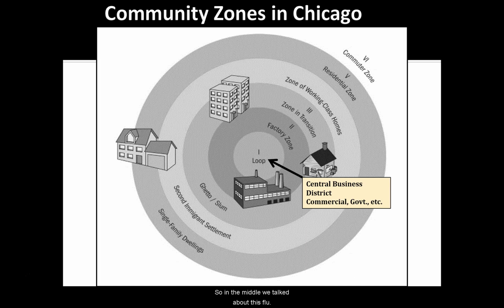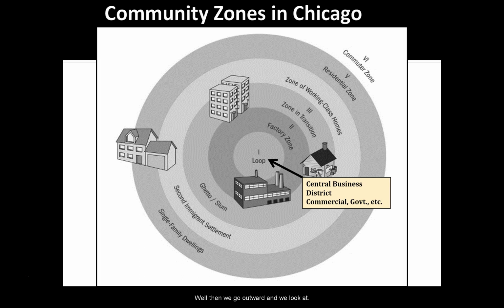So in the middle, we talked about this loop, this issue that all those factors kind of kicked in. And that's a central business district, commercial, government, and so forth. Well, surrounding that, we have the factory zone, and then, as they call it, ghetto and slum. I'm not a big fan of that, but it's these apartment buildings. It's these places where all these factors that we discussed a few slides ago, well, they all exist.